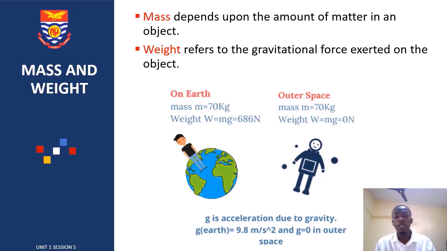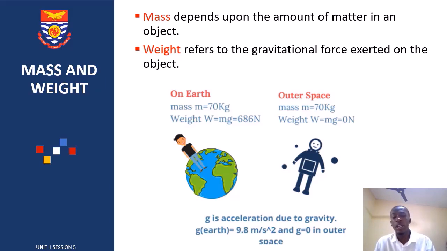But when we talk about weight, we want the person's weight with respect to the planet that the person is on. So when the person is on Earth, the person can weigh say 686 newtons, but when the person is in outer space, the person can weigh 0 newtons. So anytime we are calculating weight, we calculate it with respect to the acceleration due to gravity, so you multiply the mass times the acceleration due to gravity, and we know that the acceleration due to gravity is 9.8 meters per second squared.